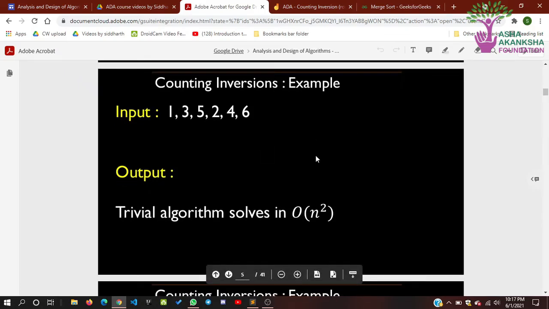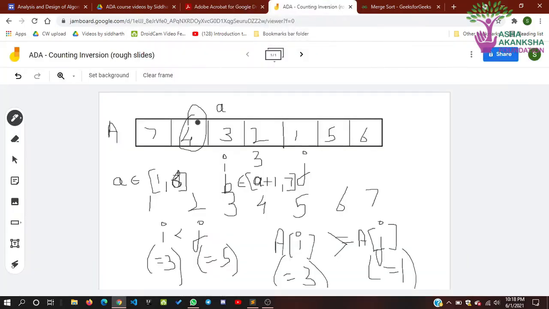So what is the time complexity of the algorithm? I think it is fairly simple. It is order of n square time complexity, because there are two loops, and in the worst case the loops will go over the entire array. So the time complexity will be order of n square.